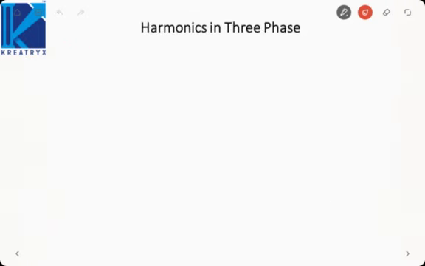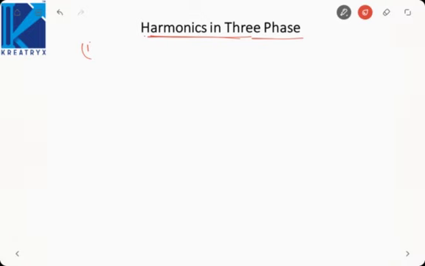Now let us talk about harmonics in case of three-phase transformer. Up to now we studied about harmonics in a single-phase transformer. There we saw whenever the flux is sinusoidal, magnetizing current will be peaky, and if magnetizing current is sinusoidal, then flux will be flat-topped, which will lead to a peaky EMF. So let us talk about what happens to harmonics in a three-phase transformer.